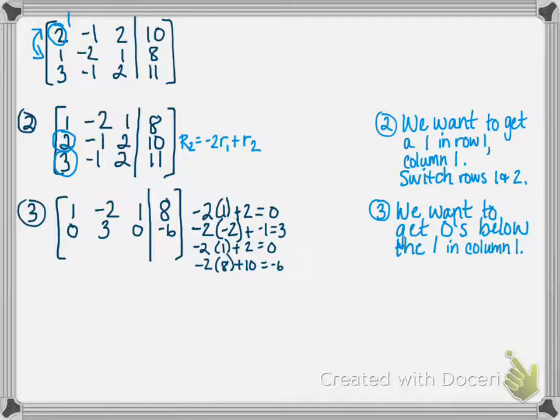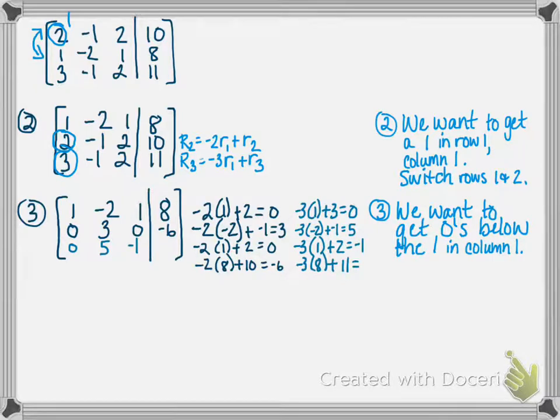Okay, for row 3, in order to turn that 3 into a 0, I will create row 3 by multiplying row 1 by -3 and adding that to my old row 3. So -3 times 1 plus 3 equals 0. -3 times -2 plus -1 equals 5. -3 times 1 plus 2 equals -1. And -3 times 8 plus 11 equals -13. So this is my resulting matrix after those row operations.